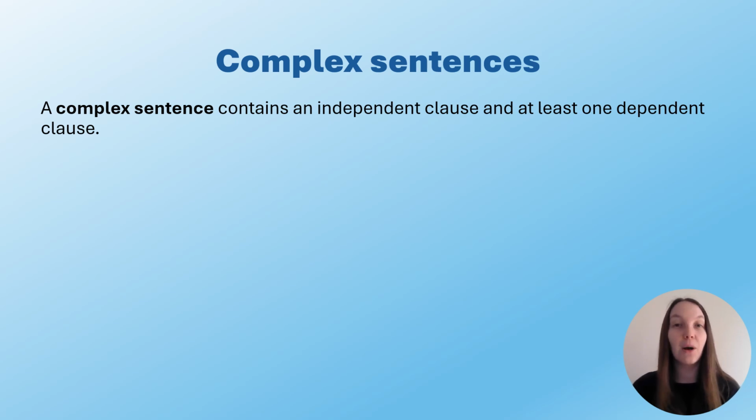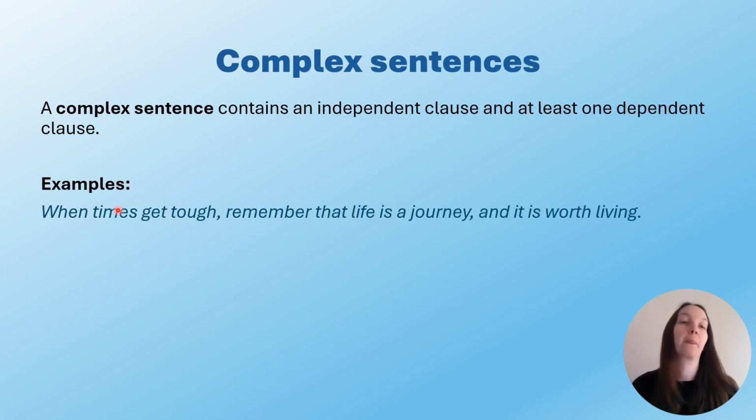Okay, let's have a look at complex sentences then. A complex sentence contains an independent clause, remember that's one that makes sense on its own, and at least one dependent clause. So it doesn't quite make sense on its own. Let's have a look at this example. When times get tough, remember that life is a journey and it is worth living. Let's do it in purple.